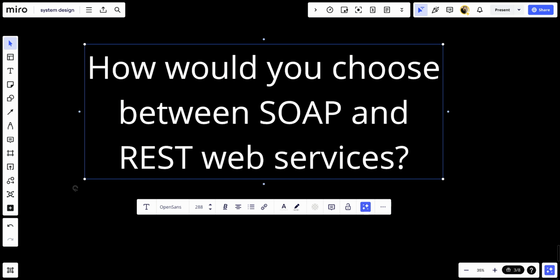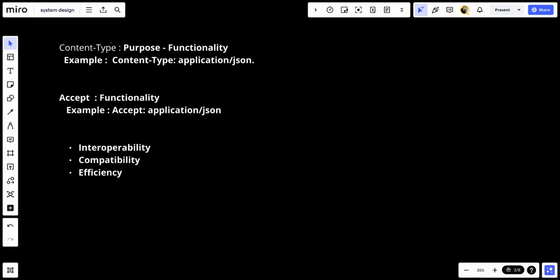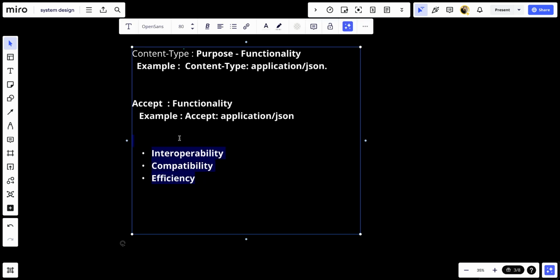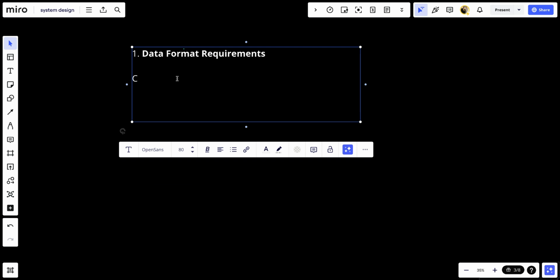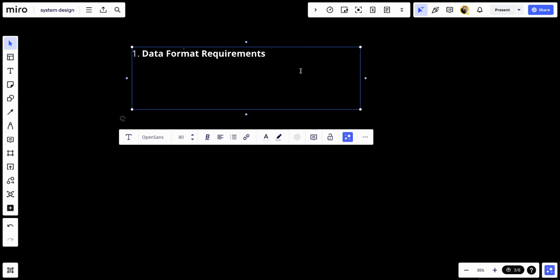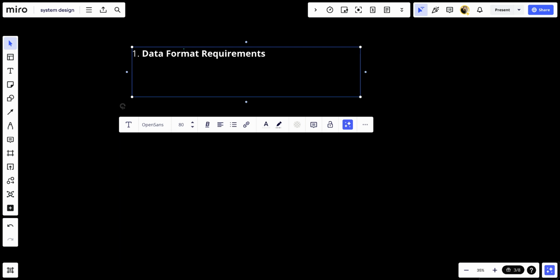Let's talk about some guidelines to help you decide between SOAP and REST for your projects. Let's start by data format requirements.